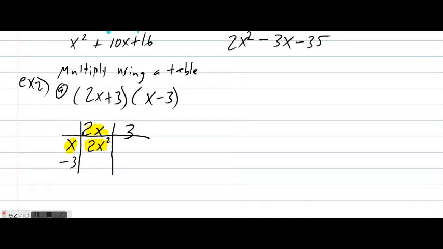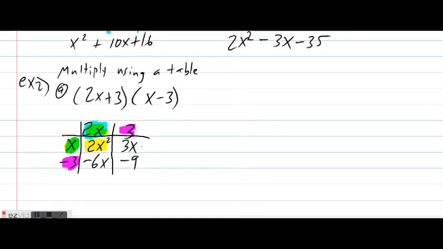Now you're going to take this x times that 3, and you're going to write it in that place. So 3 times x is simply 3x. We come back to that 2x, and now we're multiplying it by negative 3. 2x times negative 3, negative 6x. And then, last but not least, let's take that 3 times this negative 3. I hope this shows up for you guys. And we end up with negative 9.